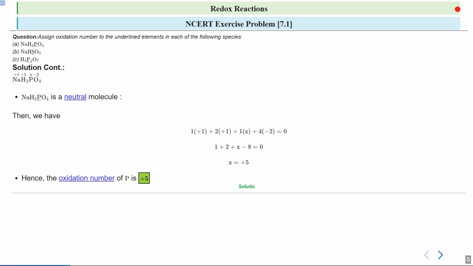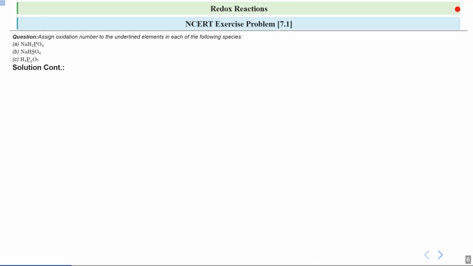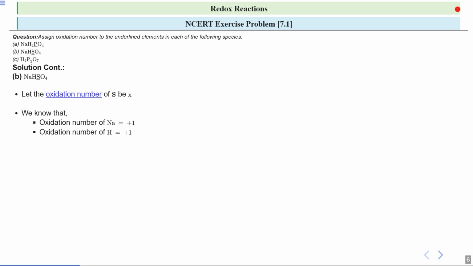Moving on to the next species. So what is the next one? It is NaHSO4, in which we have to find the oxidation number of sulfur as it is underlined. Let us assume that the oxidation number of sulfur is X, and from previous knowledge, the oxidation number of sodium will be taken as +1, hydrogen will be +1, and oxygen will be -2.